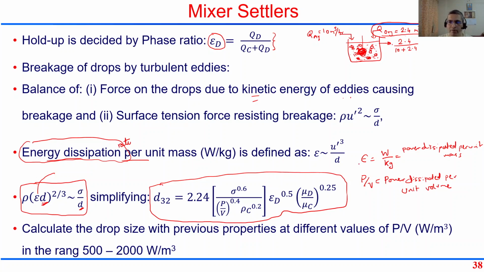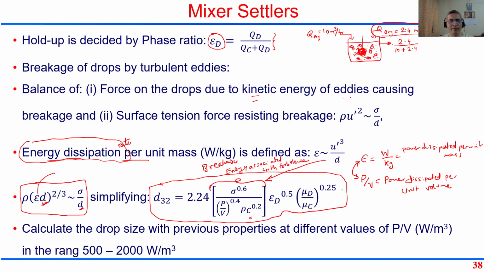Okay. So obviously, how are epsilon and P by V related? We can relate them based on the density of the liquid, the density of the continuous phase. That's how this density comes into the picture. So this term is coming from energy associated with turbulence. It is coming from breakage of drops, breakage of drops due to turbulence and resistance due to surface tension.